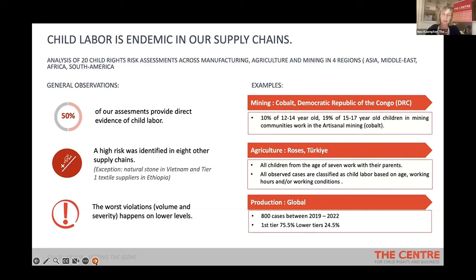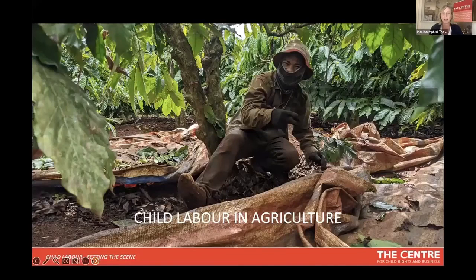Unfortunately, child labor is also still prevalent in production. The center has received notifications of more than 800 cases of child labor between 2019 and 2022 from the companies with whom we work. Of these, nearly three-quarters were in the first-tier supply chain and a quarter in the lower-tier supply chain. Now, that shouldn't lead us to think that there is more child labor in the first-tier supply chain. It's just that's where we have the visibility. Indeed, what we know from the assessments is that the worst forms of violations in terms of volume and severity happen on lower levels.